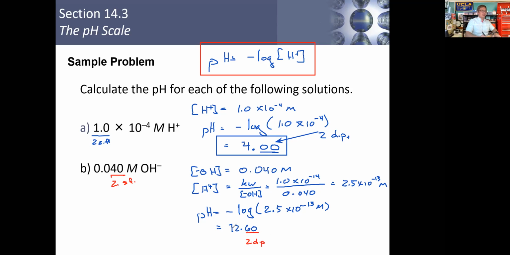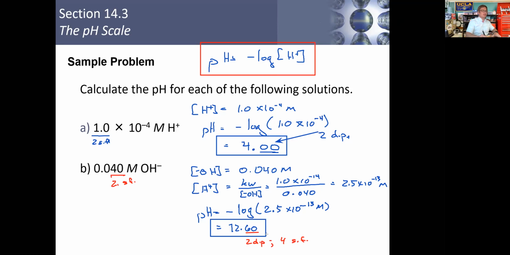But if you notice, our final answer should have 4 significant figures. Because of those 2 decimal places, our final answer should have 4 significant figures. All right, very good.